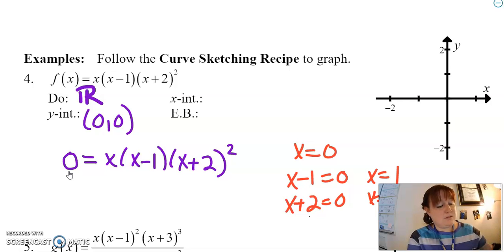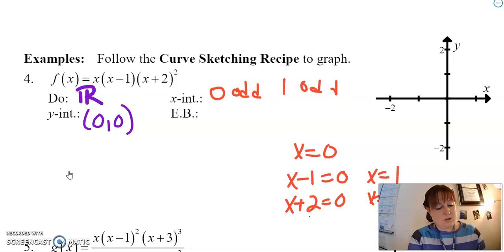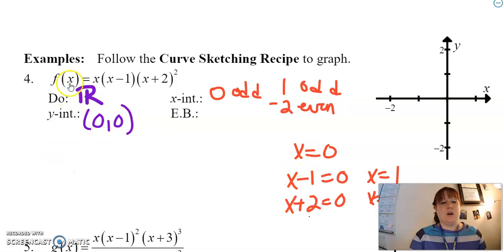Okay, and we can tell if those are odd or even. Remember, odd intercepts go straight through, or wiggle if they're a third, right? And even ones bounce. So 0 is odd, 1 is odd, and negative 2 is even, because the factors that created each of these zeros are odd, odd, even. Okay, so straight through, straight through, bounce.